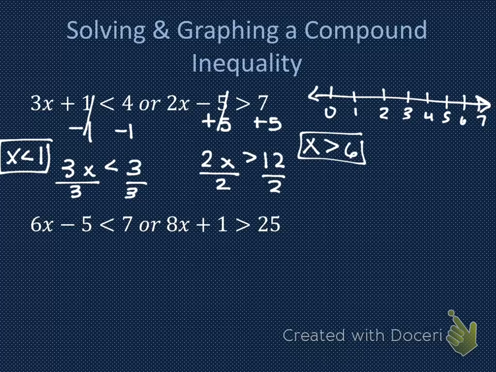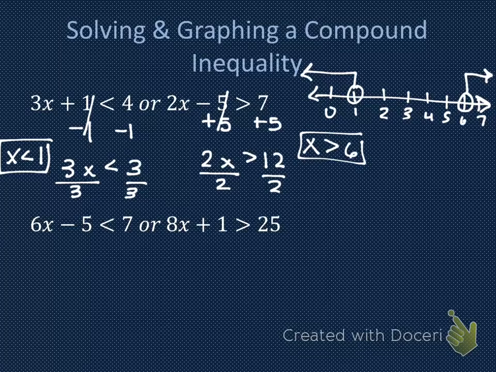What type of circle am I going to draw over the 1? Open. And it's x is less than, so it's got to go in this direction because it's all the numbers smaller than 1. Then 6. What type of circle am I going to draw over 6? Open. And it's x is greater than 6, so it's going to go in this direction because it's every number larger than 6.